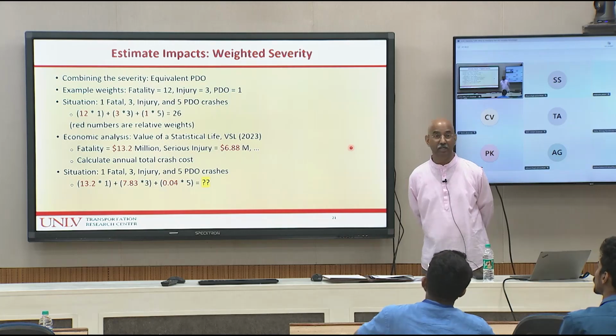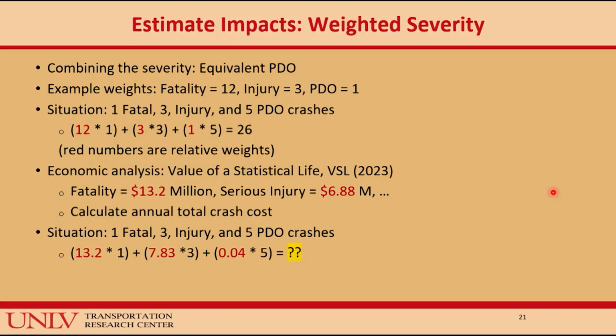Now get together with your teammates, and I want you to do the analysis based upon the data that I have here. The data I have is a fatality is equal to 13.2 million, a serious injury is 6.8 million, and a PDO is 1 million. Okay, no, not 1 million, it's 0.04. I'm sorry, I changed the number, pardon me. Please use the numbers at the bottom. These were from previous years, so please use the last bullet.